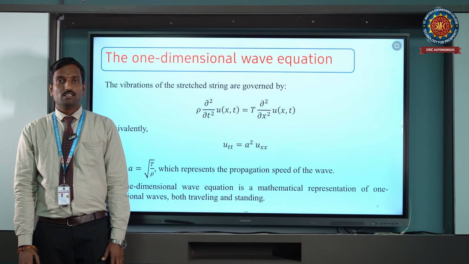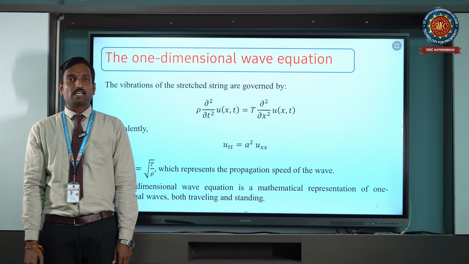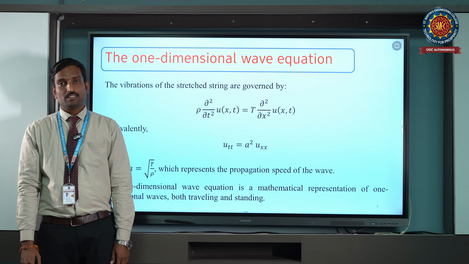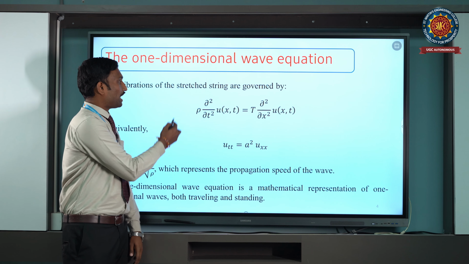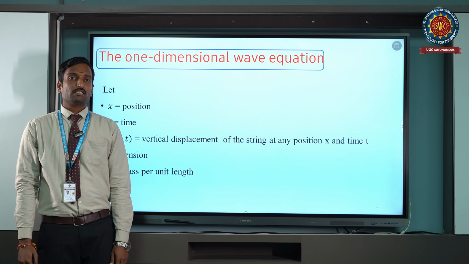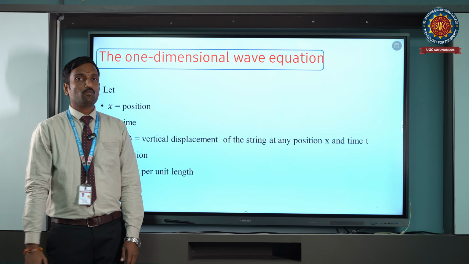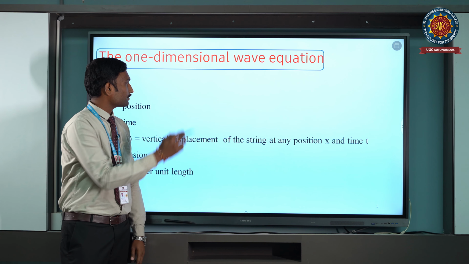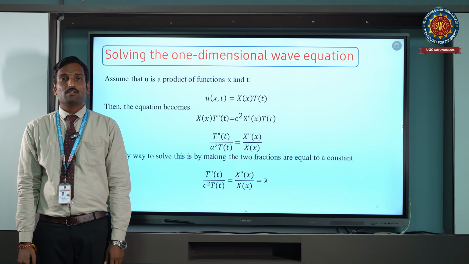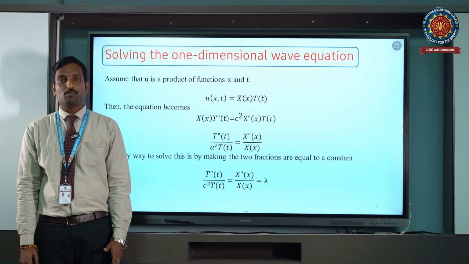Here x can be treated as position and t is the time, rho is the mass per unit length and T is the tension. These are the parameters that we use in this equation: position, time, the vertical displacement, tension and mass per unit length. The solution of the one-dimensional wave equation is obtained by using the variable separable method.